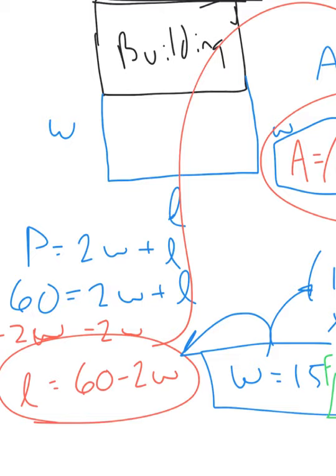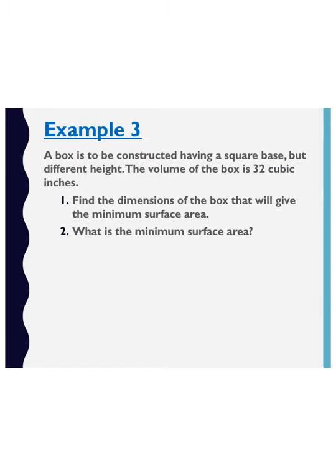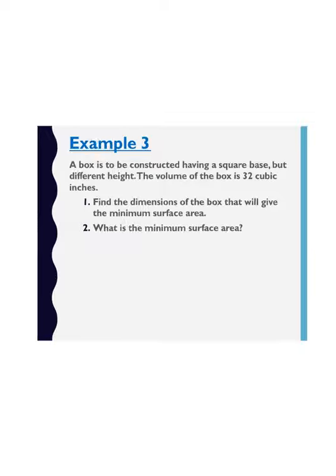All right, moving on. This is probably the hardest question on this PowerPoint, but we're going to do this the same kind of way that we've been doing the whole time. So the first step is to draw a picture. Okay, so a box is to be constructed having a square base but different height. The volume of the box is 32 cubic inches. Find the dimensions that will give us maximum or minimum surface area.